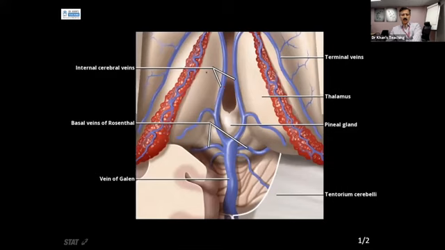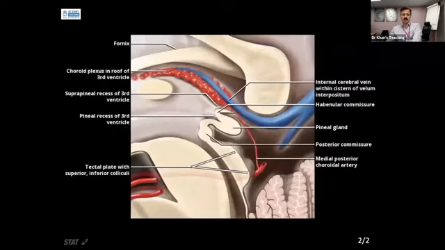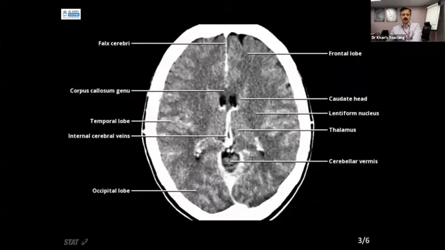Internal cerebral vein, thalamus. They are joining together. This is the pineal gland, and they will make the vein of Galen. So this thing here, you see this space here is the cistern of velum interpositum. So it is draining into the, or it is not draining, but it is in communication with the quadrigeminal system.